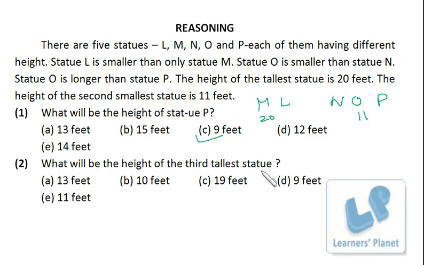What would be the height of the third tallest statue, that is the height of N? It should be more than 11 and less than 20, and in fact less than 19 also, because at least L will be 19. So it should be a bit more than 11 and less than 19. We have just one option, that is 13 feet. So this is the correct answer. You see, both the questions will hardly take 1.5 minutes to solve, right?